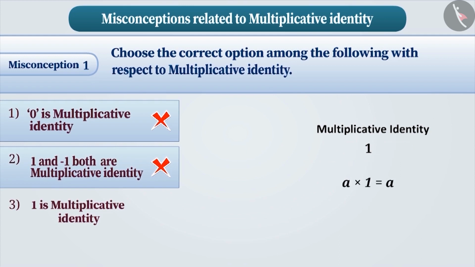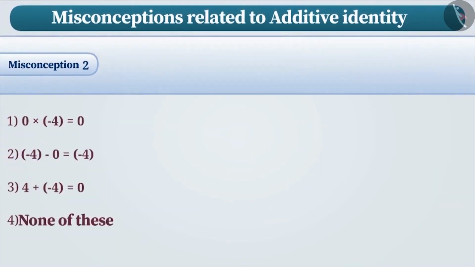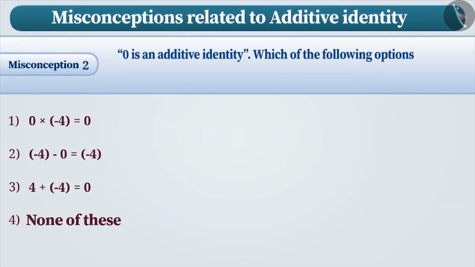Correct understanding is that when any integer is multiplied with 1, the result is the same integer. Therefore, 1 is the multiplicative identity of integers. Thus, option 3 is the correct answer. Misconception 2. 0 is an additive identity. Which of the following options is correct for this statement?